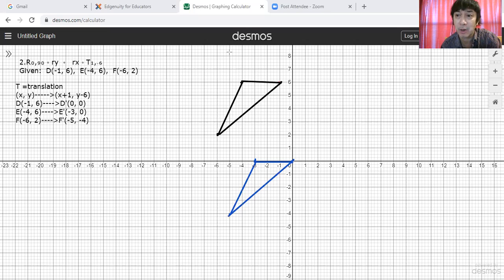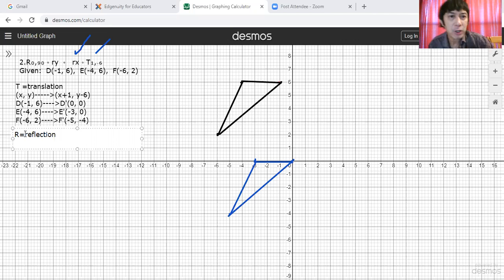Remember this composition. The next one, we're done with the translation. So we're doing now the next. That's reflection. All right, let's proceed. So we shall do it over here. So this is now reflection, and this will be like this. Okay, let's have the rule for reflection.